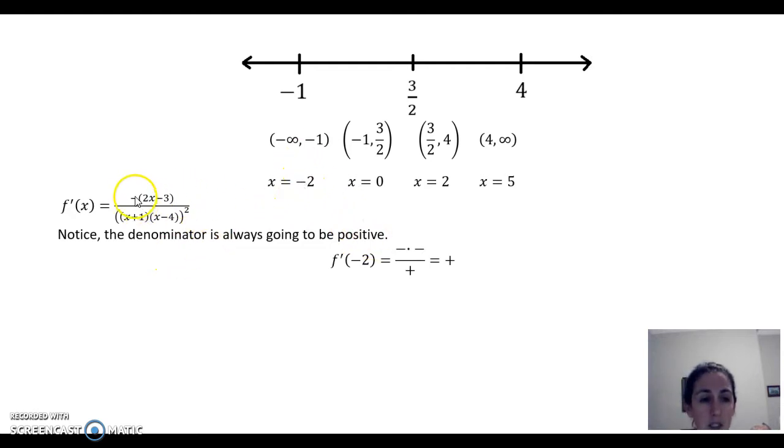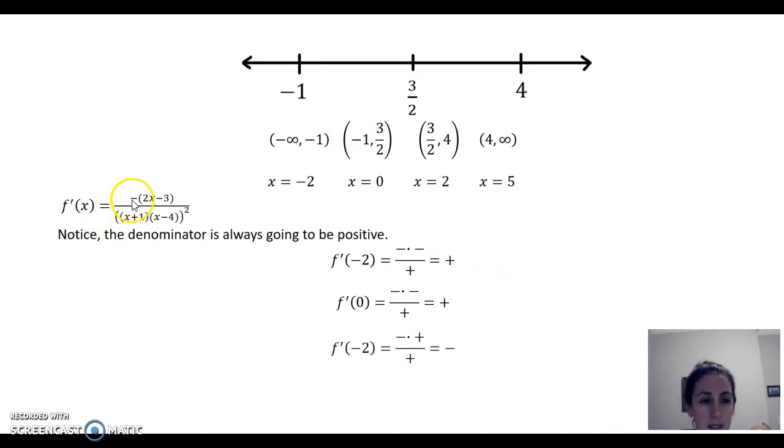So if I plug in -2, I've got this negative right here. 2 times -2 is -4, take away 3 is -7, so that's negative. We know the denominator is always positive. A negative times a negative is a positive, over a positive gives me a positive. So I don't even care what the number is, I just care what the sign of it is. Plug in 0, same thing. This is always negative right here. 2 times 0 minus 3 gives me -3, so I have a negative times a negative, and the denominator is always positive. So the derivative on this interval is going to be positive.